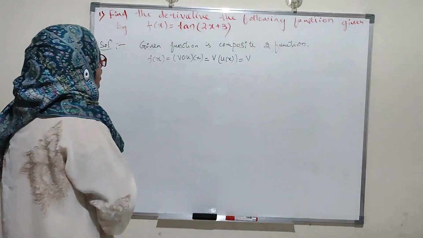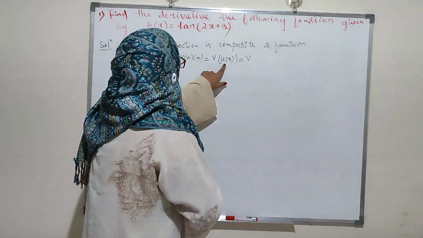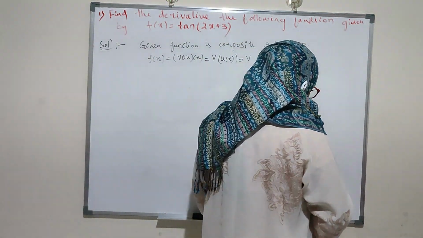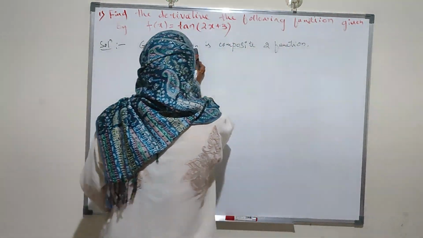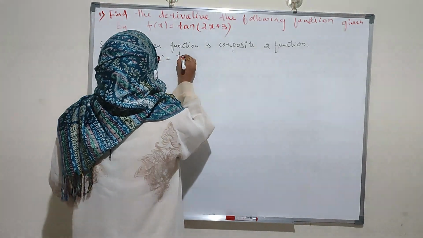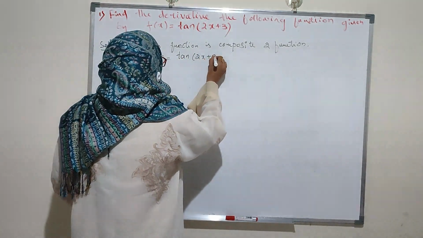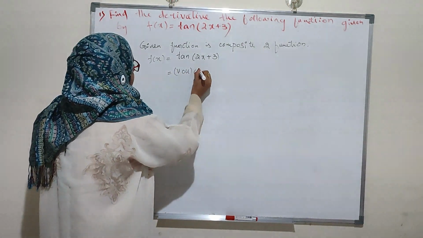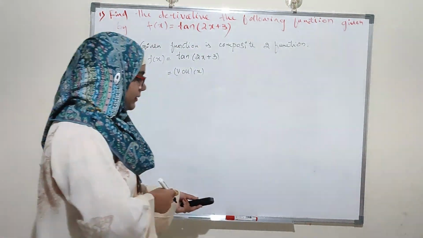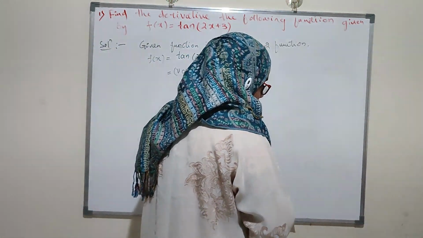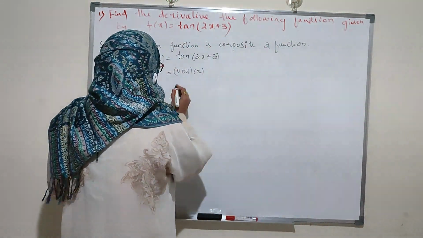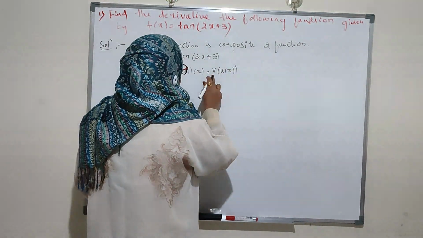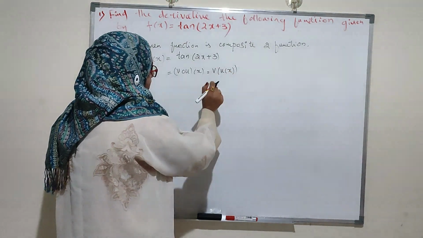So v of u of x, where u of x we are taking as 2x plus 3. First write the given function tan of 2x plus 3. Okay, so now we are taking it as v of u of x. We are taking this function as a composite of two functions. Now writing, this can be written as v of u of x. V means we are applying v to u of x.